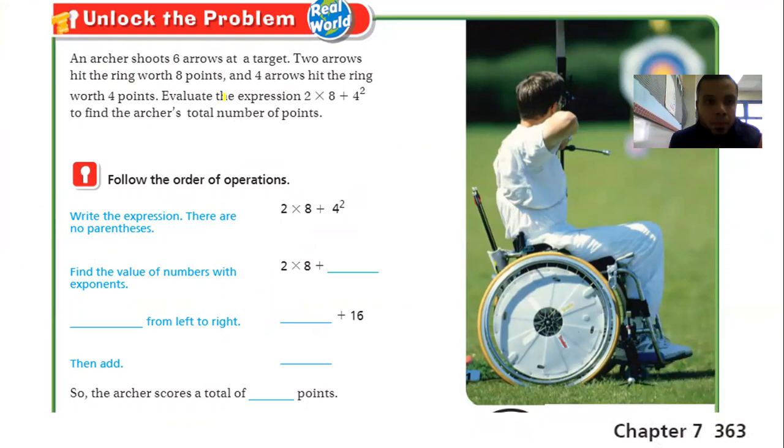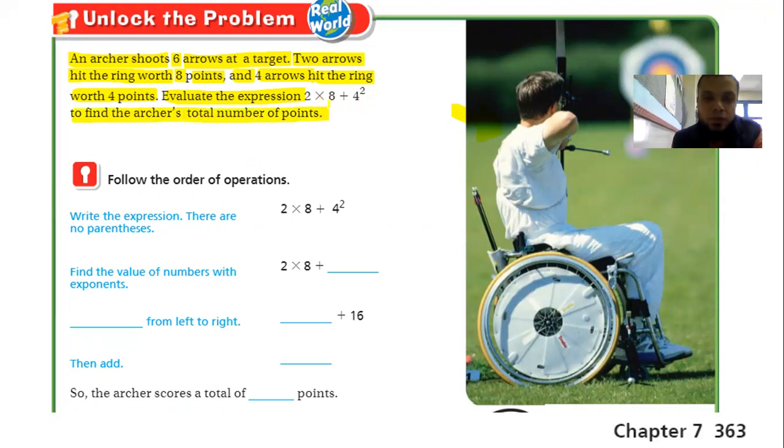Let's see. An archer shoots 6 arrows at a target. Do you see this man? This man is called an archer. He shoots 6 arrows at a target. 2 arrows hit the ring worth 8 points, and the 4 arrows hit the ring worth 4 points. Evaluate the expression 2 multiplied by 8 plus 4 power 2 to find the archer's total number of points.